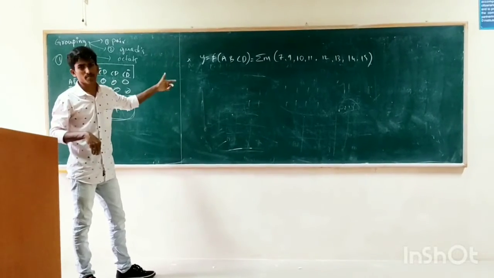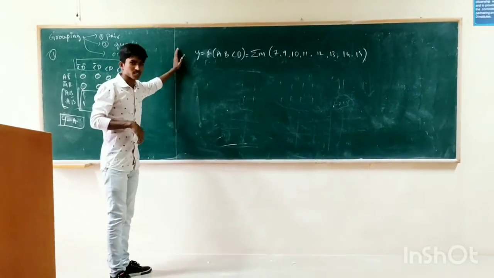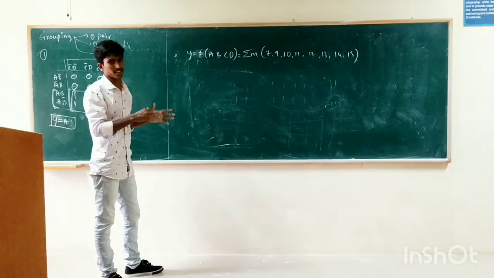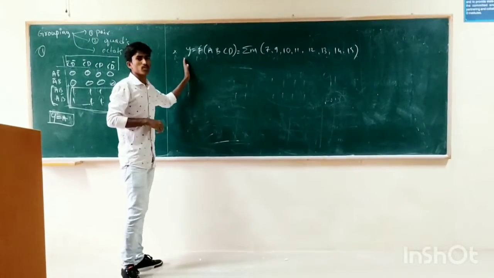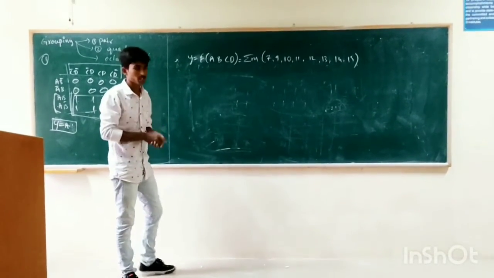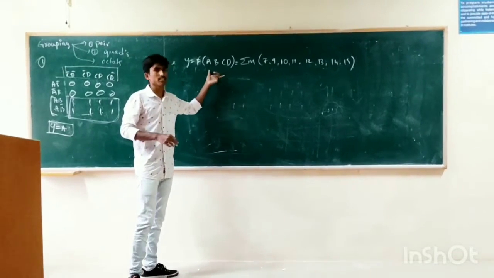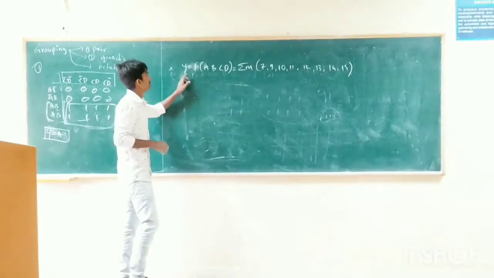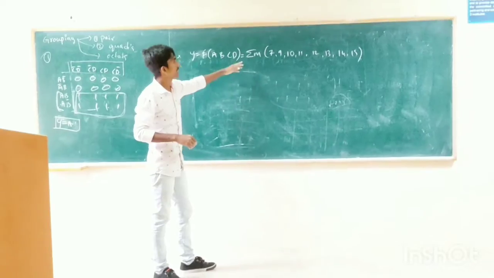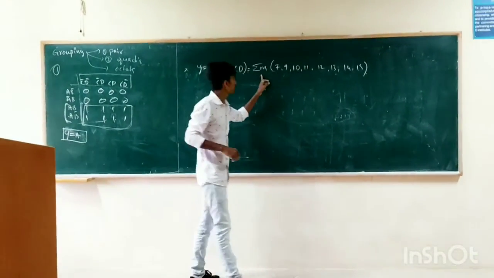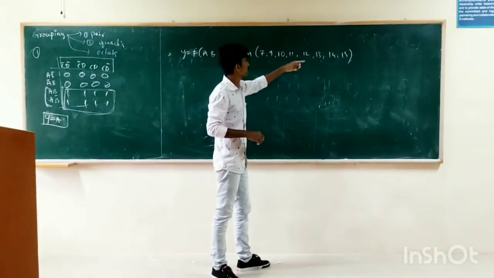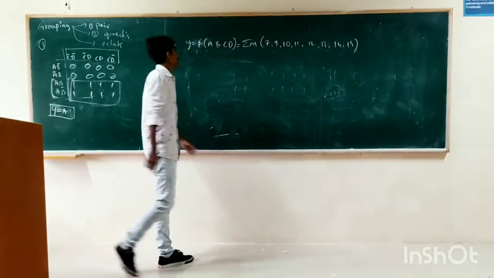If we solve this example, we understand it clearly. Let's take our Boolean expression. We want to find the Boolean expression for this logic expression. Let's take y equals f of A B C D equals sigma m, with minterms 7, 9, 10, 11, 12, 13, 14, 15, which have been already given.